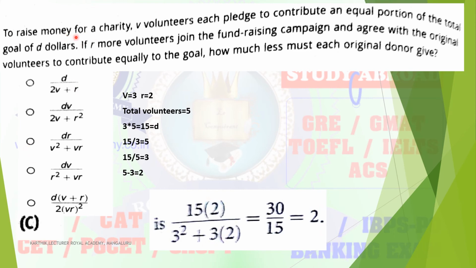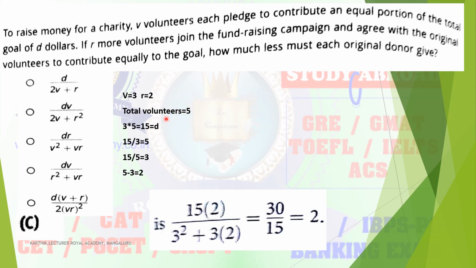So to raise money for a charity, we have volunteers. V is nothing but the original volunteers. So I will choose original volunteers as 3, and raising volunteers, after that some more volunteers are added. That raising volunteer is how much? 2. So the total volunteers after adding this raising volunteer, how much? 5 volunteers.